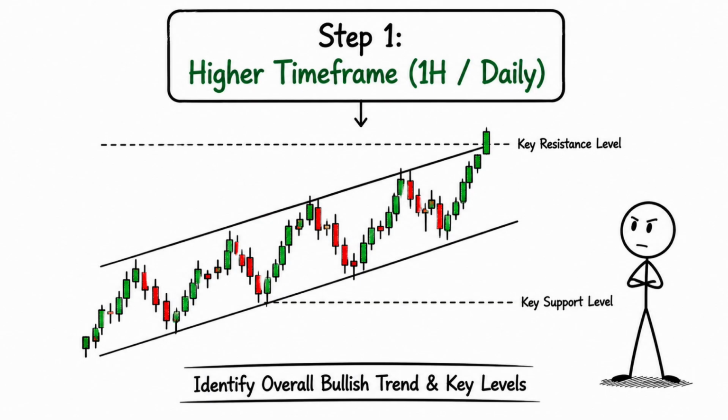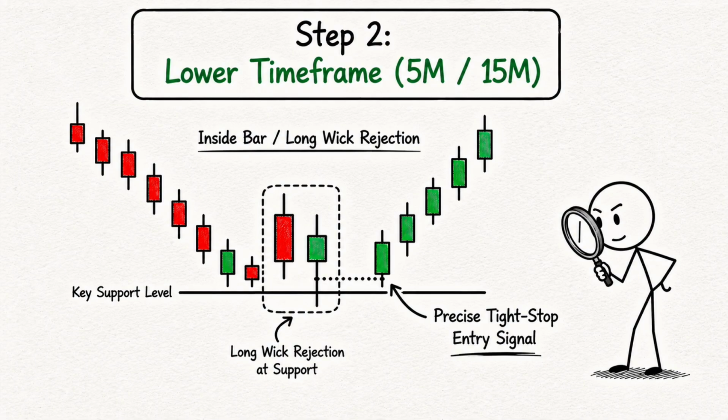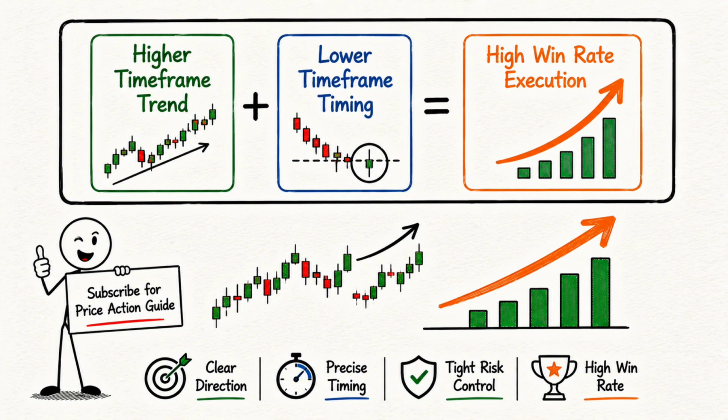11. Multi-timeframe strategy. A professional trader never makes a decision based on just one time frame. In multi-timeframe analysis, you use a higher time frame, like the 1-hour or daily chart, to identify the overall trend and major key levels. Once the higher time frame overall trend is bullish, you drop down to a lower time frame, like the 5-minute or 15-minute chart. On this lower time frame, you hunt for a precise, tight stop entry using an inside bar, long wick rejection, or a momentum candle. The direction of the higher time frame combined with the timing of the lower time frame, when you put these two together, your win rate will skyrocket.